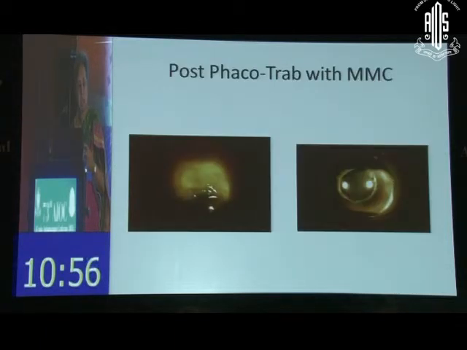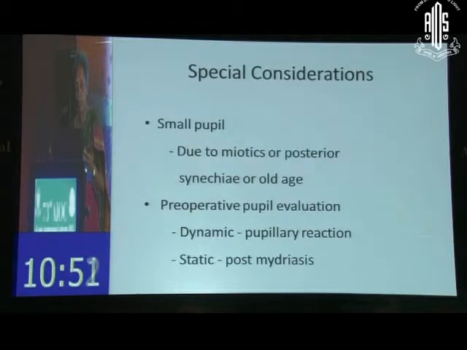And this is one of the patients with the phacotab. You can see the diffuse bleb, well placed intraocular lens. Small pupils are often seen in glaucoma patients. It may be because of the miotics used in the past or the posterior synechiae, especially with the angle closure glaucomas, or it may be just because of the senile miosis.